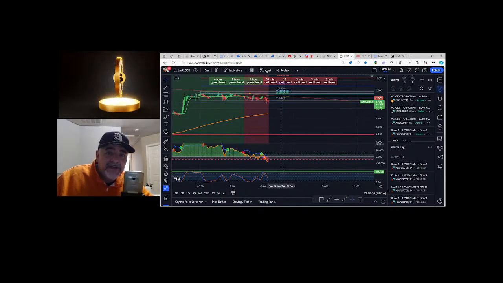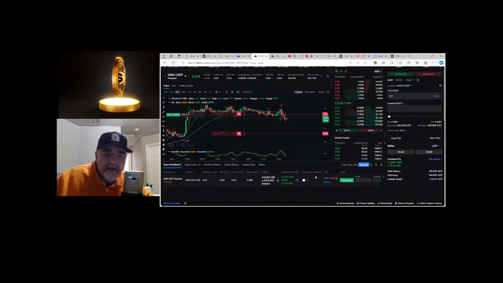So we're taking advantage of Manta right now. We're in a short in Manta. I'm going to try to crush this out for all the way down to almost $5. So we're going to see what we can get out of there.